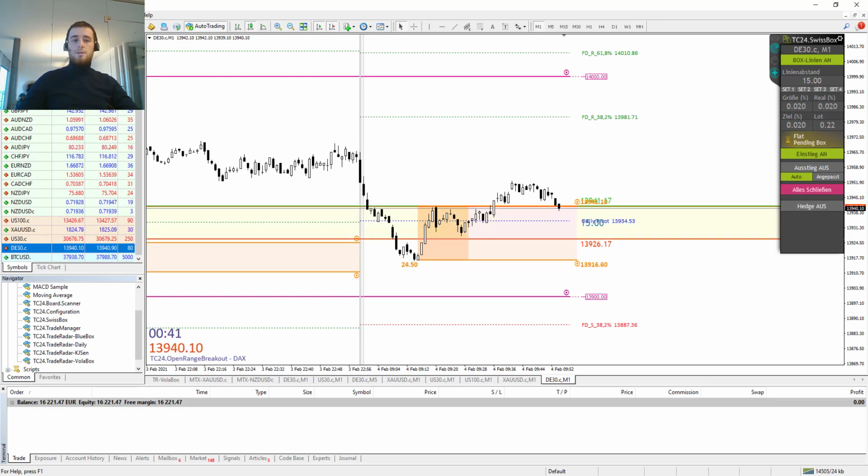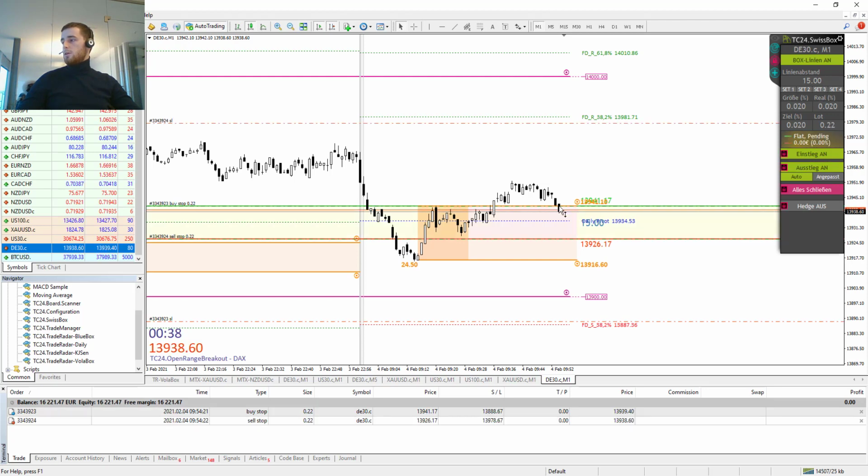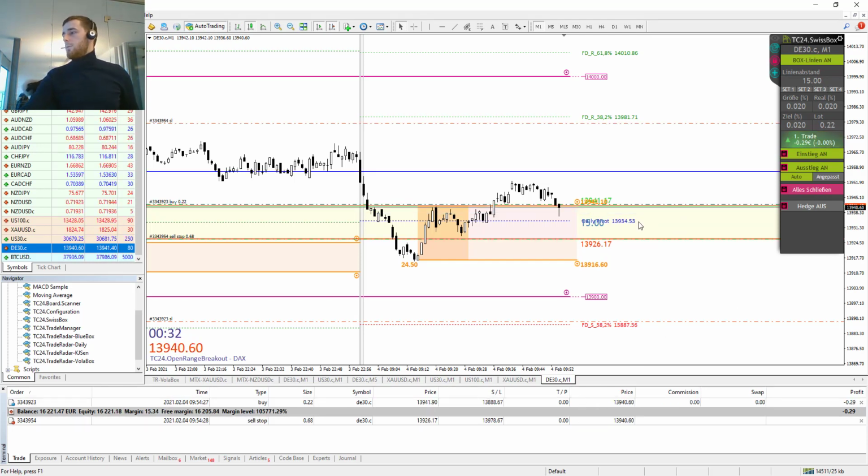and there is our entry. So now you can see that our box has turned yellow. And here at the bottom we have our pending box now.